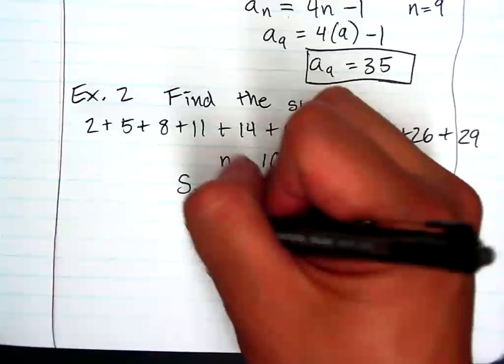And then we go ahead and simplify. So 10 divided by 2 simplifies to 5. 2 plus 29, that's going to be 31. And the sum of these 10 terms is going to be 155. For those of you who don't believe me, you can go ahead, plug all of those into your calculator, and chances are you will get that.